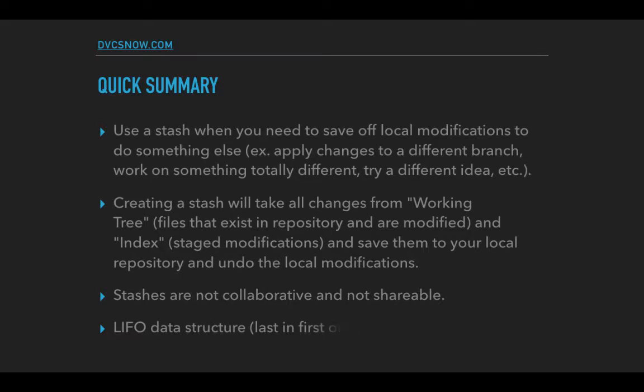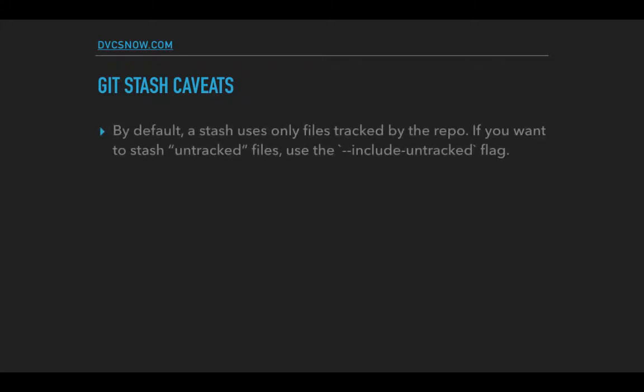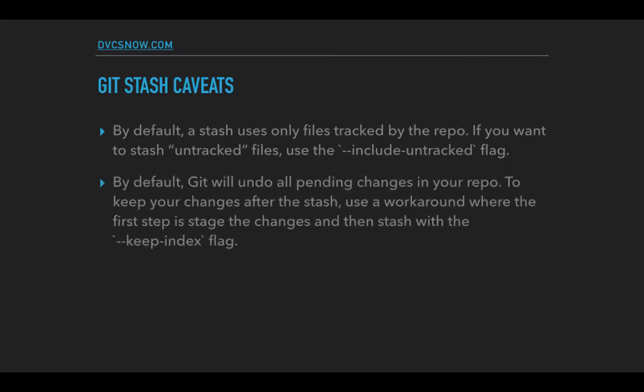Stashes are a LIFO data structure, which means the last stash in is the first stash out. A stash uses only files tracked by the repo. If you want to stash untracked files, use the --include-untracked flag. Git will undo all pending changes in your repo after creating a stash.